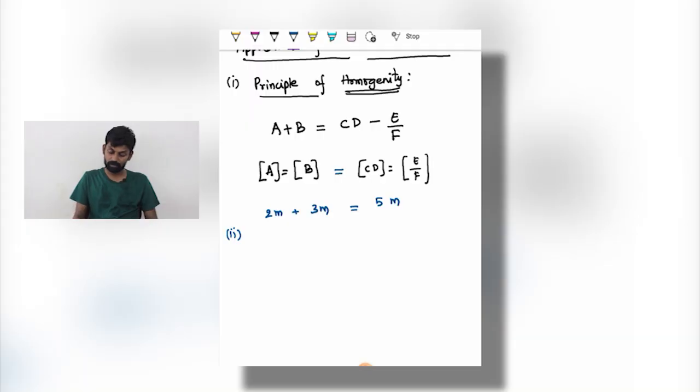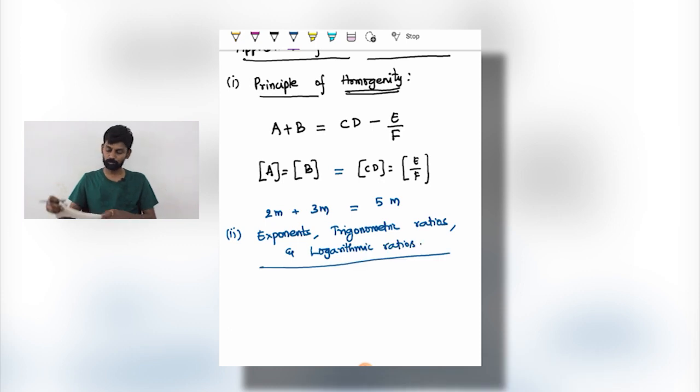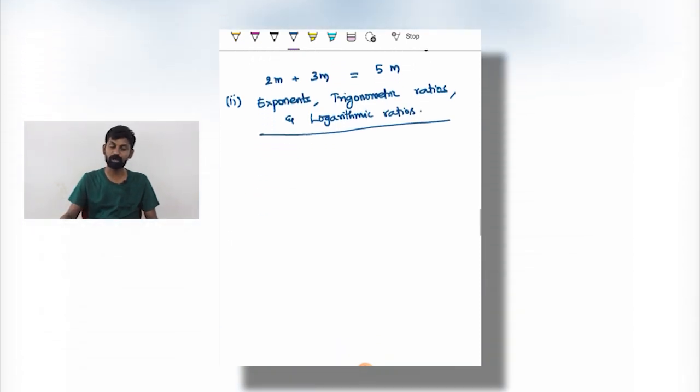The next application is related to exponents, trigonometric ratios and logarithmic ratios. If you talk about exponents, exponents are nothing but the powers. So if I have 2 power 2, I can write the answer as 4.